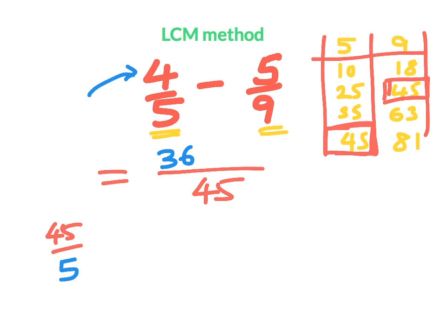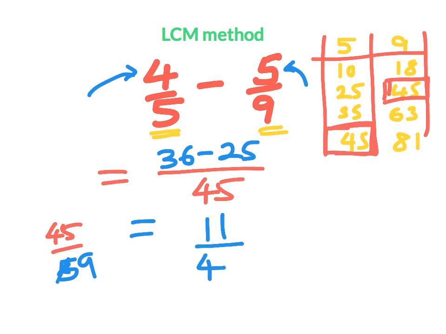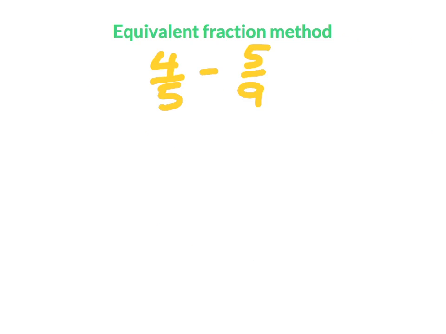Okay, so the next one is 9. So 9 goes in 45 5 times. So you want to multiply the numerator of the second fraction by 5. So that's going to be 5 times 5. That's going to be 25. So if we deduct 25 from 36, that's going to give us 11. So 11 over 45. So that's our answer.